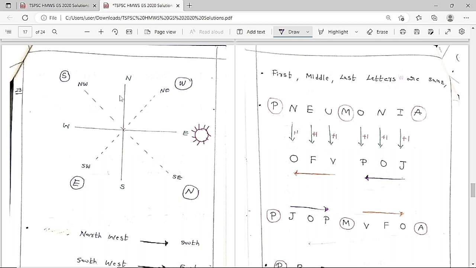In the question they have given, if southeast becomes north. Where is the southeast? This is the southeast, right? Southeast is becoming north. This is what they have mentioned in the question. And northeast becomes west. Northeast, where? Here. So northeast is becoming west. So this is what they have given: southeast is becoming north and northeast is becoming west.